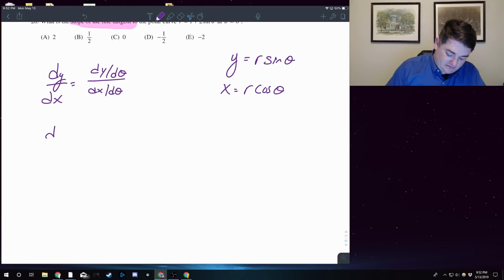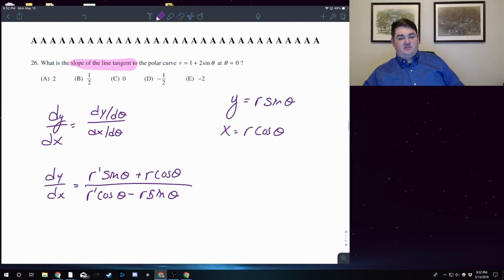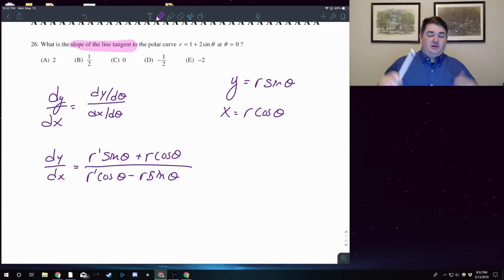So the formula is this: (r' sin θ + r cos θ) over (r' cos θ − r sin θ). But if you didn't have that memorized prior to today, don't try to memorize it now because you're going to screw it up. So once you've got that, once you know what r' is, you start plugging everything in. Plug in θ equals 0, get your slope.